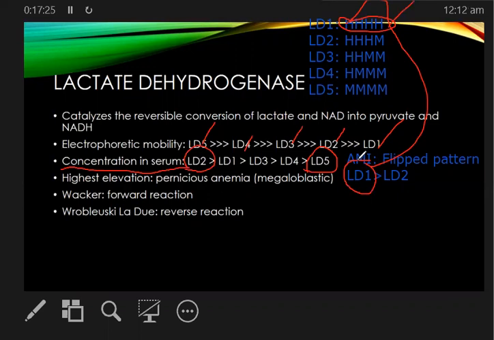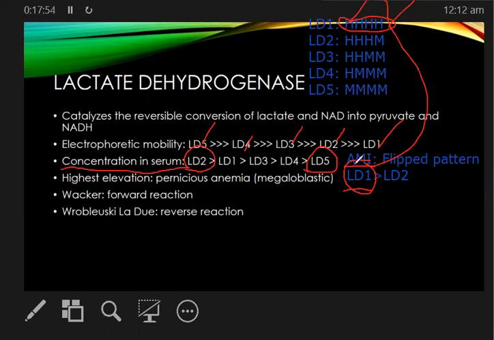And what happens in AMI? Remember that in AMI, there is destruction of your myocytes, or your muscle cells, which is a mechanism for how your enzymes would increase in your circulation. If cells are destroyed, this will result in the liberation of the enzymes found inside your cells, such as what happens in your AMI.